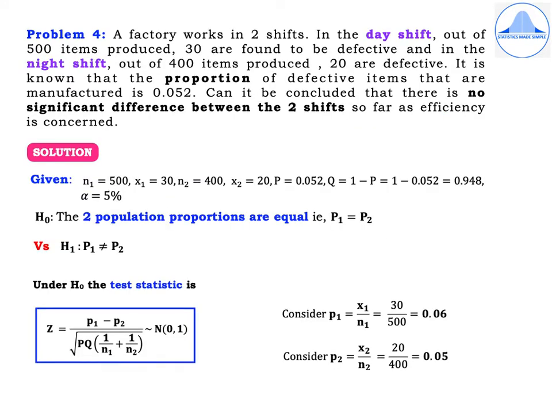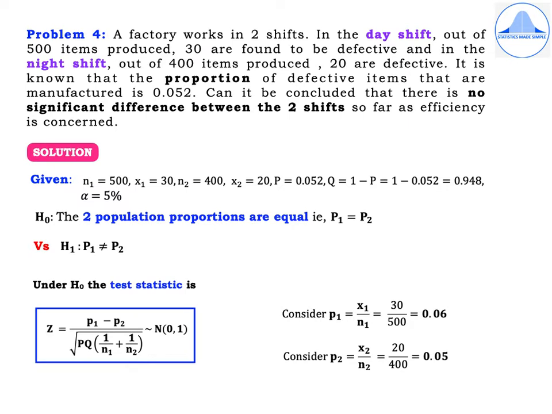Problem 4. A factory works in two shifts. In the day shift, out of 500 items produced, 30 are found to be defective, and in the night shift, out of 400 items produced, 20 are defective. It is known that the proportion of defective items that are manufactured is 0.052. Can it be concluded that there is no significant difference between the two shifts so far as efficiency is concerned?